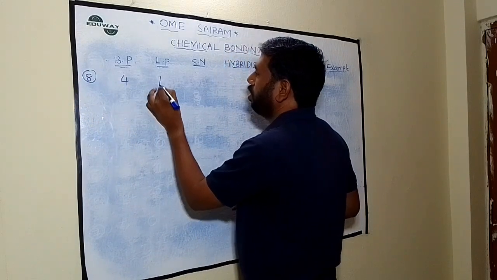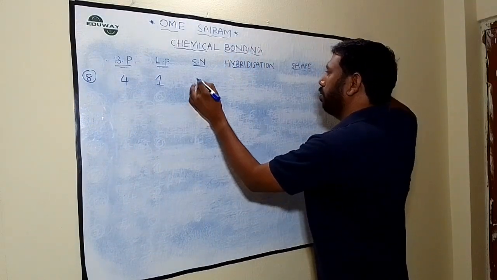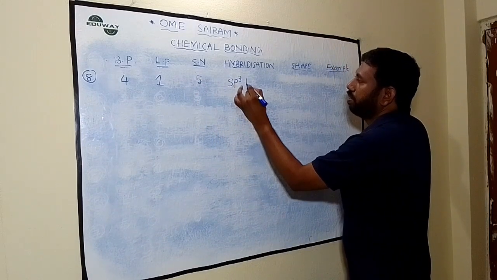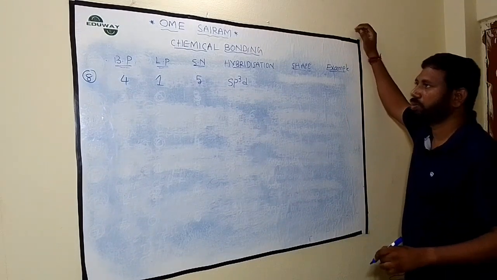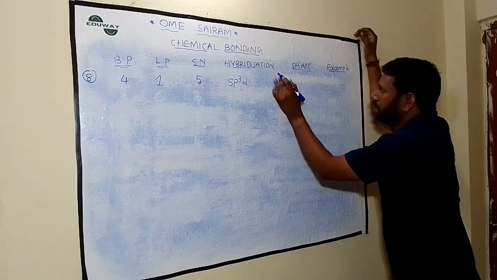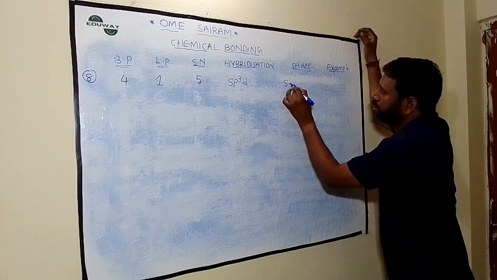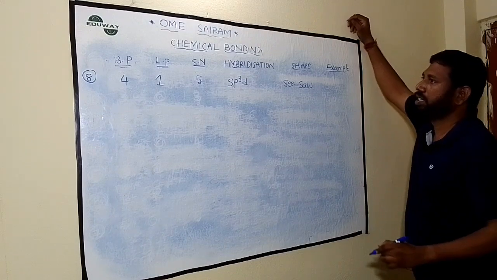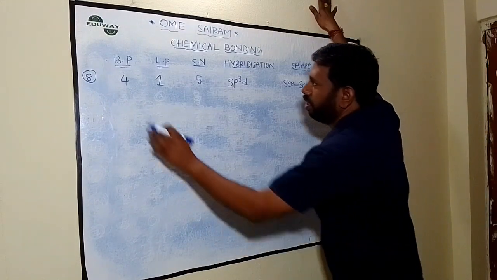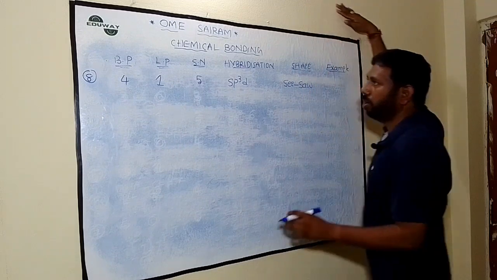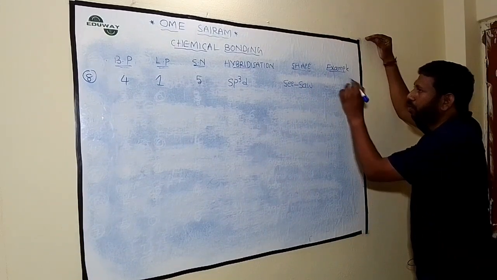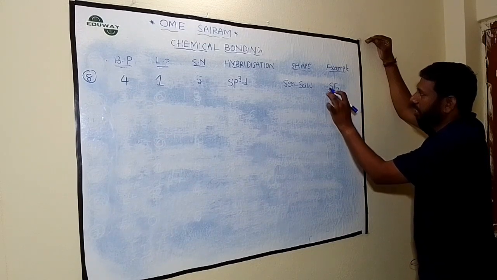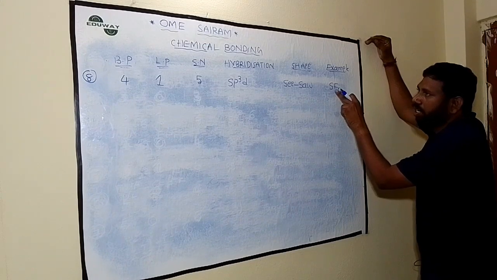4 bond pairs, 1 lone pair, steric number 5, and hybridization sp3d, and the shape. If any molecule has 4 bond pairs and 1 lone pair, the geometry should be seesaw structure. And example. Here, how many bond pairs are there? 4 bond pairs are there. That means it contains 4 atoms attached to the central atom. This one contains 4 bond pairs and 1 lone pair.